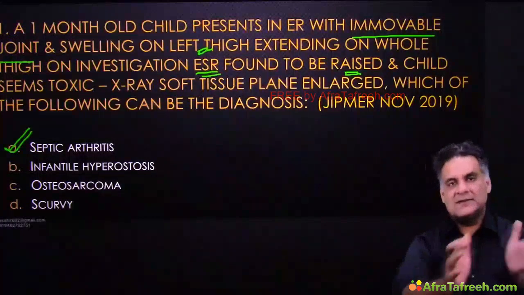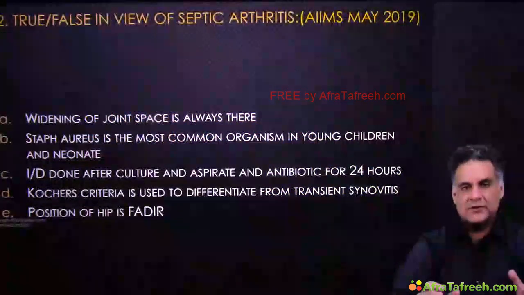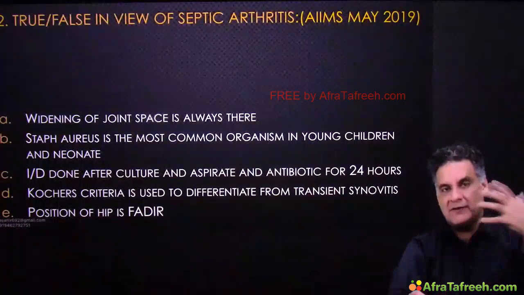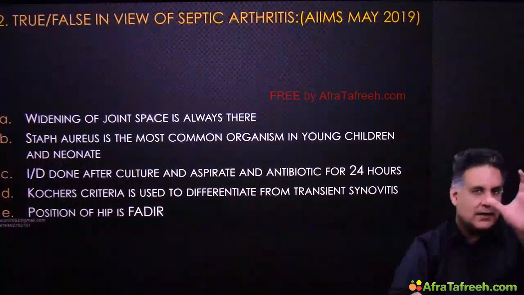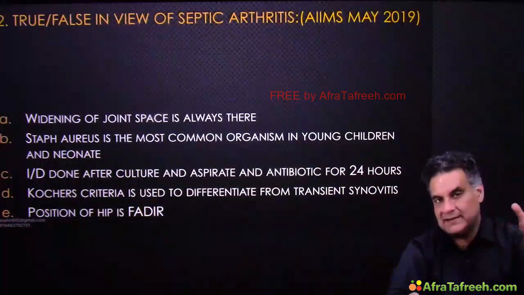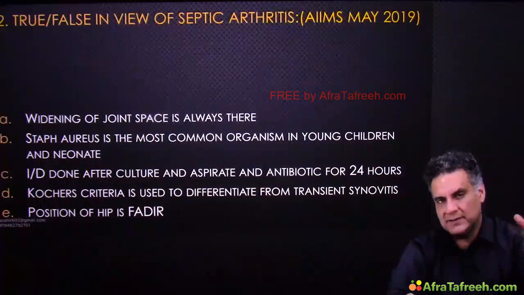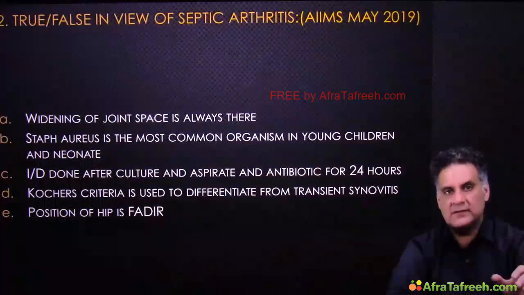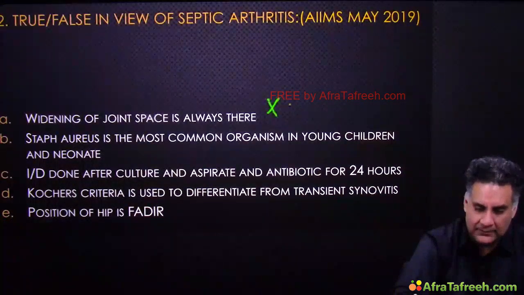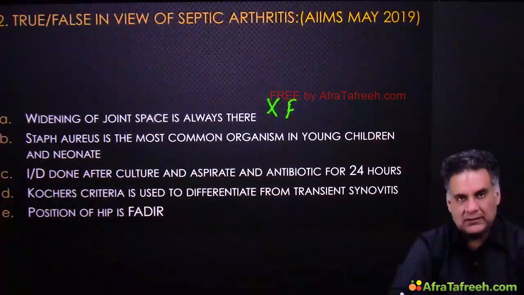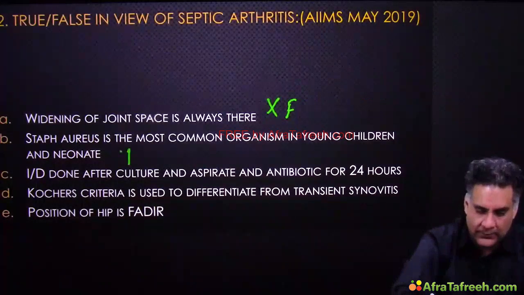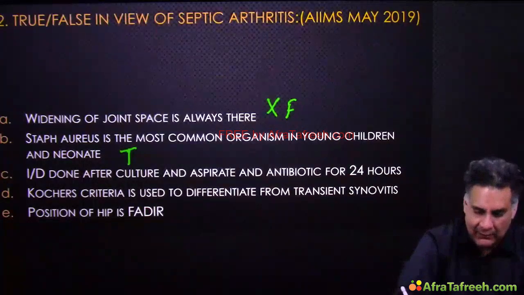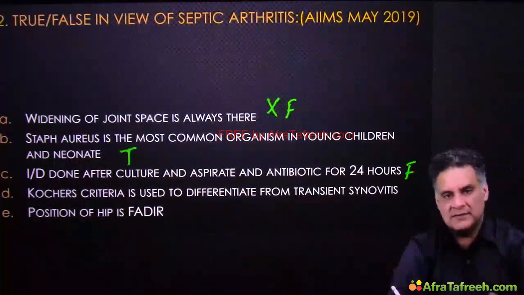Soft tissue planes are enlarged because of the fluid. True and false for joint infections. There's a widening of joint space always there. In the initial stages, you might see widening of the joint space, but as the joints get destroyed, it reduces. Wrong. False. Staph is the most common organism. True. Antibiotics are started after culture and aspirate. False. Joint infection is an emergency.